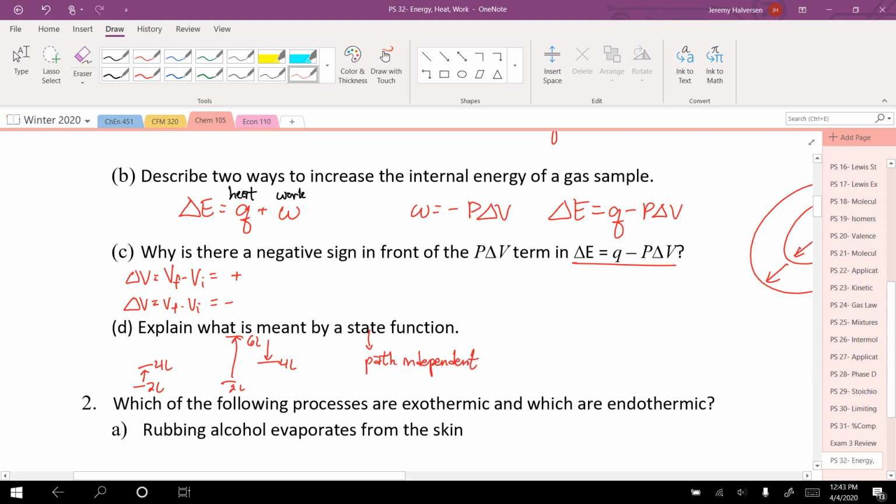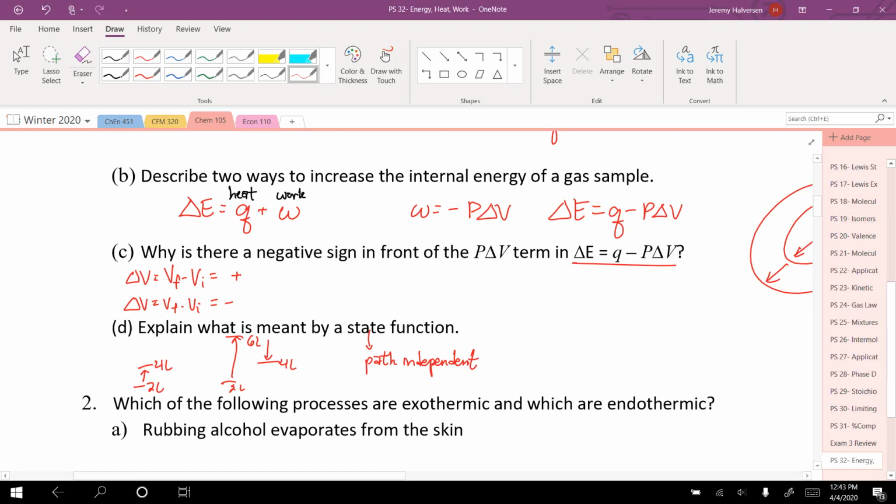Okay, a non-state function is just something associated with a change. So like heat and work, those are associated with a change in energy. So energy is a state function. Once I get to a certain energy, I'm there, and that's just what it is. But if I'm changing energy, how do I get that energy to change? That's heat and work. And so heat and work would not be state functions.